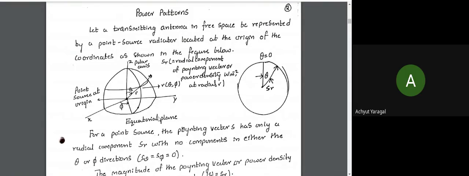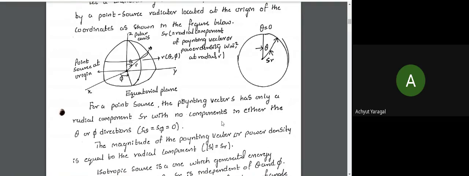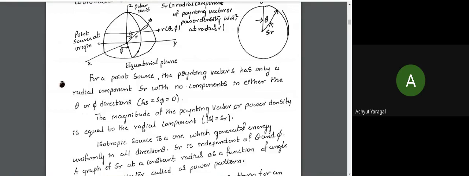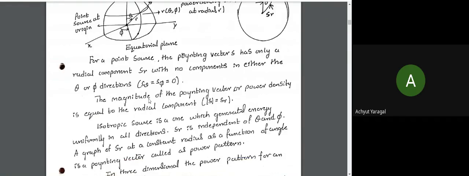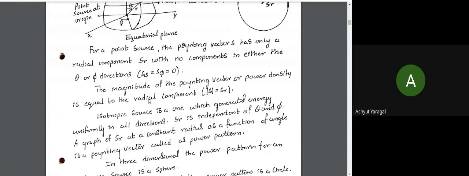Now, from a point source, the pointing vector S has only a radial component, SR. We are not considering any component in the theta or phi direction, so S theta and S phi are equal to 0. We are considering only the direction of R, so SR will have a certain value. The magnitude of the pointing vector, or the power density, is equal to the radial component which we have described.